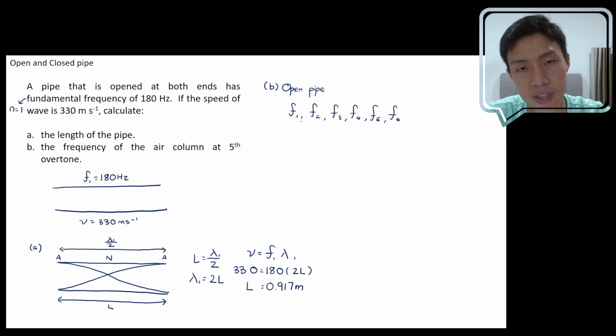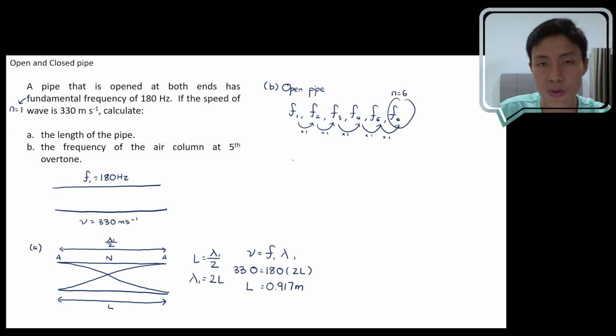Every time we leap once, that's one overtone. First overtone, second overtone, third overtone, fourth overtone, fifth overtone. So this is our fifth overtone, and n is equal to 6 over here. So now they're asking for F6.